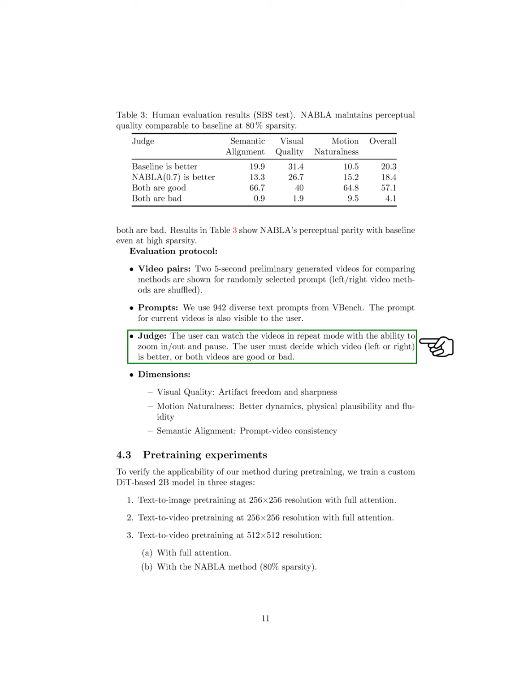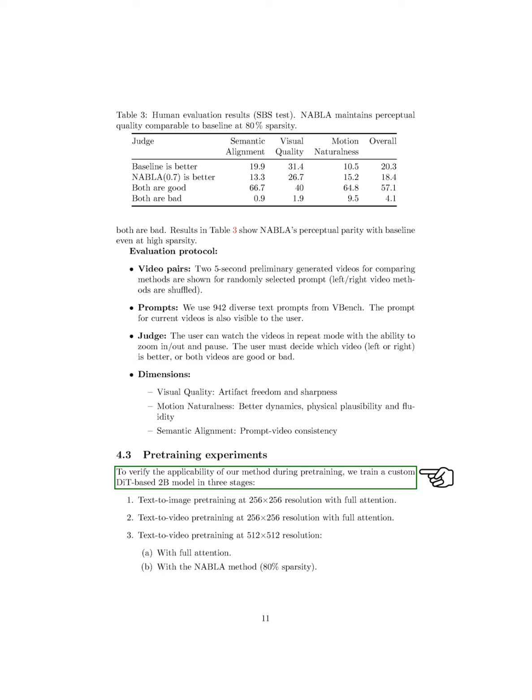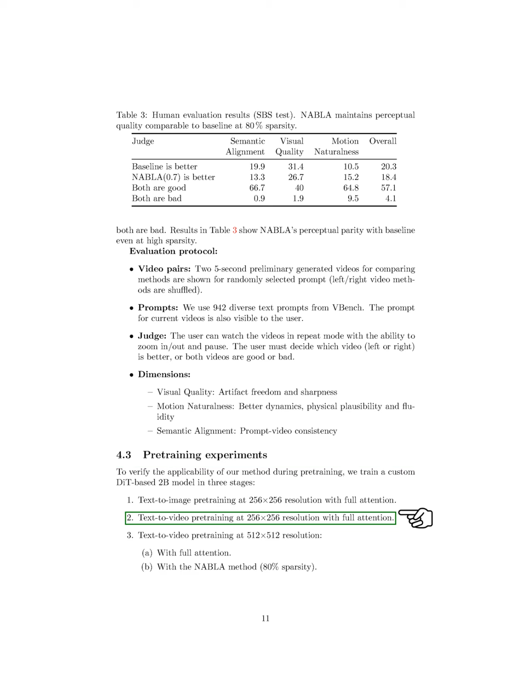Section: Pre-training experiments. In this section, we explore the effectiveness of our method during pre-training by training a custom DiT-based 2B model in 3 stages. First, we perform text-to-image pre-training at a resolution of 256 by 256 pixels using full attention. Next, we conduct text-to-video pre-training at the same resolution with full attention. Finally, we carry out text-to-video pre-training at a higher resolution of 512 by 512 pixels, again using full attention and the NABLA method, which introduces 80% sparsity.